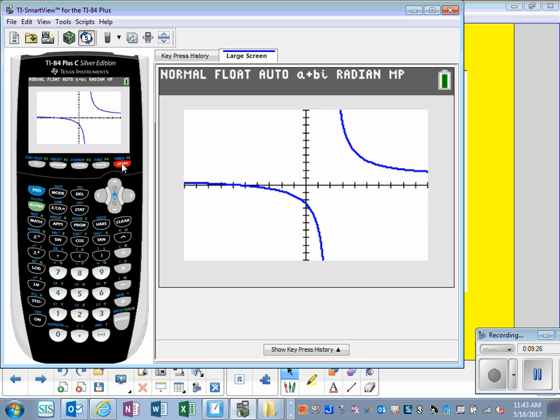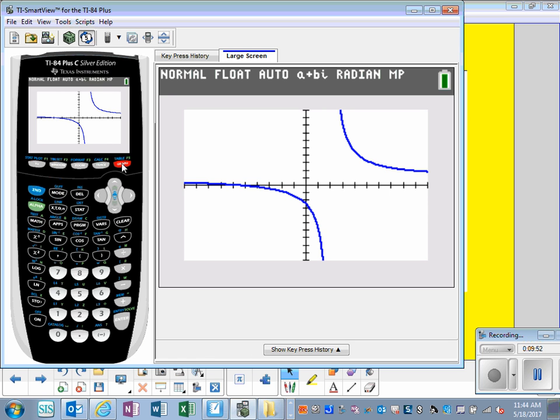I can approximately see where the horizontal asymptote is from the graph, but how do I make sure that I'm not off? Oh, I have a line here. Yeah, we get a line. Do all calculators show the line? No, it's just some of the newer ones.